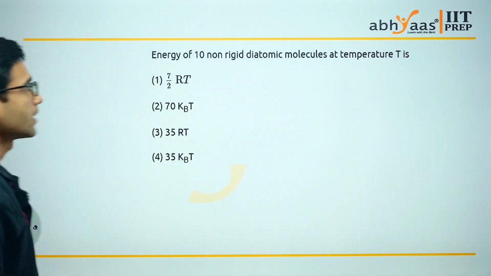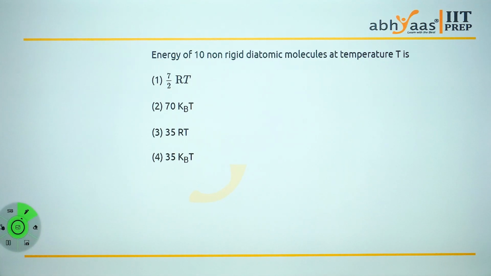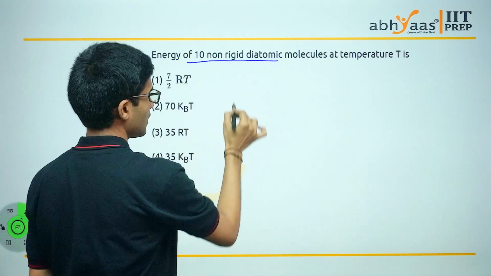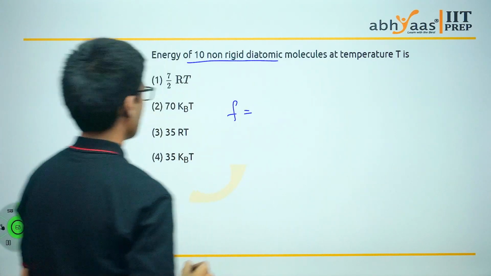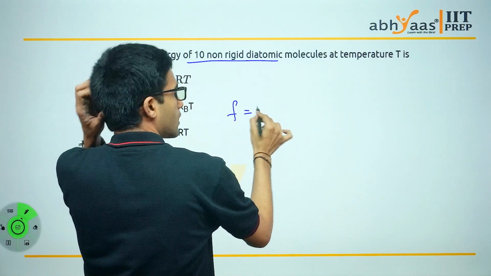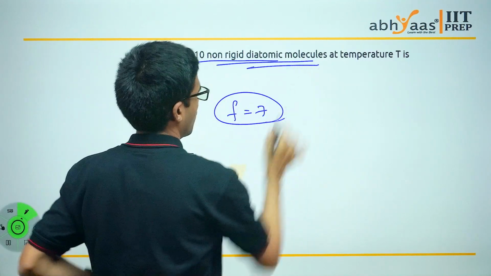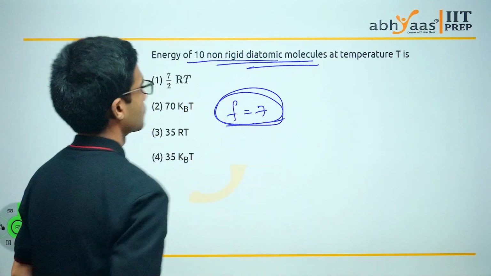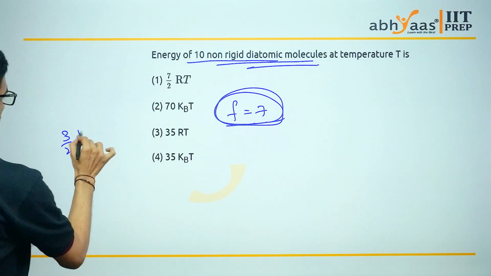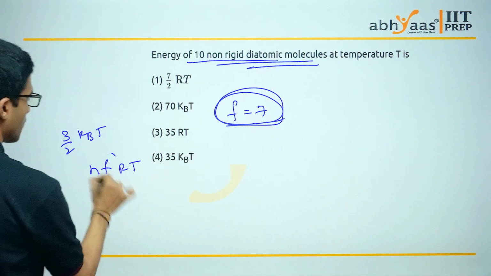Okay, next question. Energy of 10 non-rigid diatomic molecules. Initially, you need to calculate the degrees of freedom for a non-rigid diatomic molecule. Then energy of one molecule is 3 by 2 kBT, or nf by 2 RT. Degrees of freedom is 7.